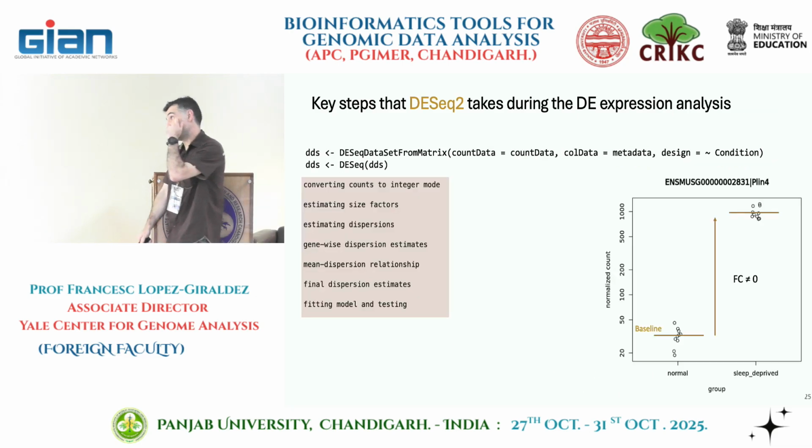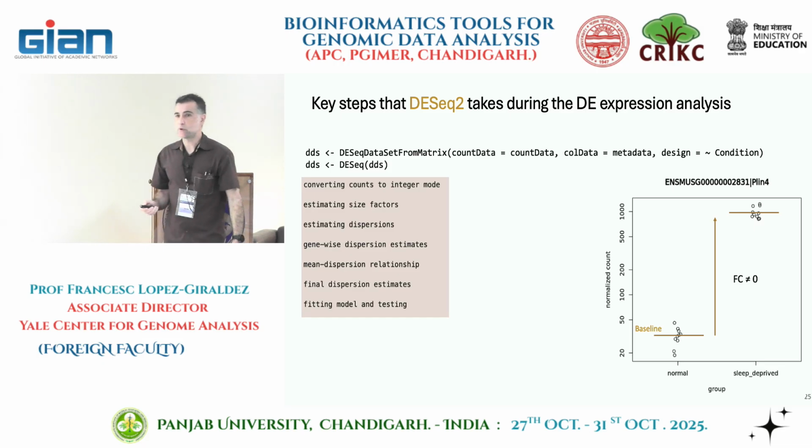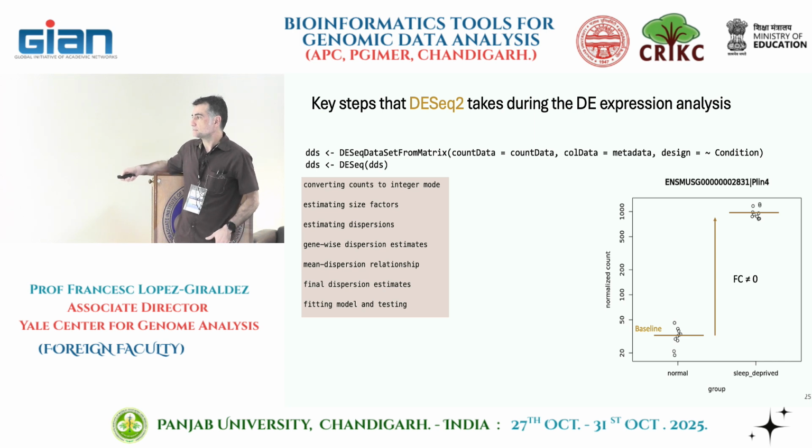So what we're doing here is giving an example of what we are trying to estimate. This is just one gene of our data set. We have a bunch of replicates for animals that are normal, and we have some animals that we sleep deprive. This is just an example, and actually it's the example we're going to use today.